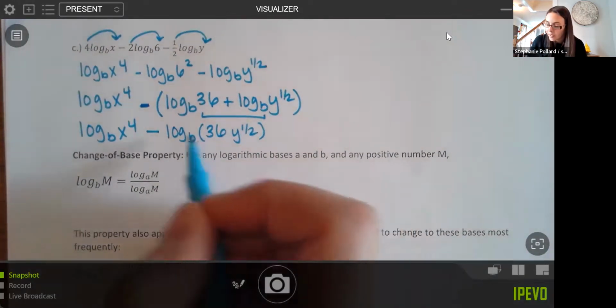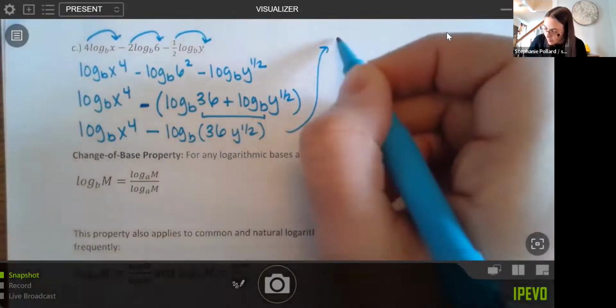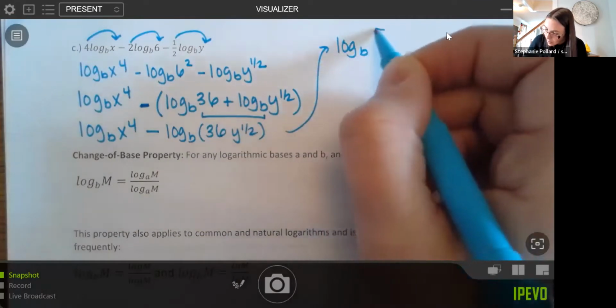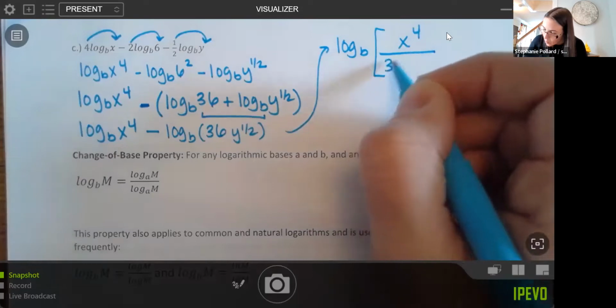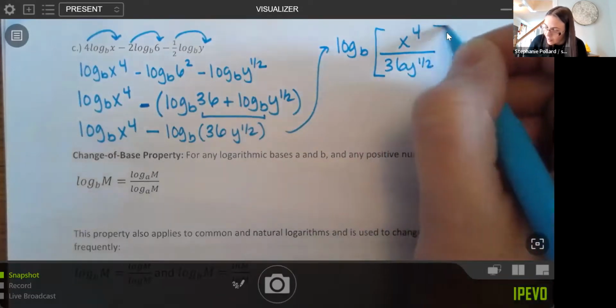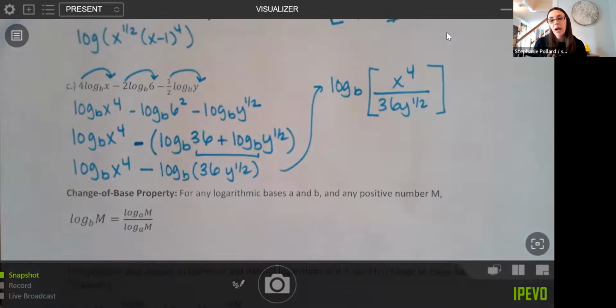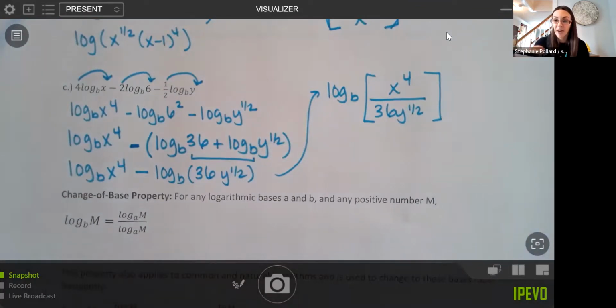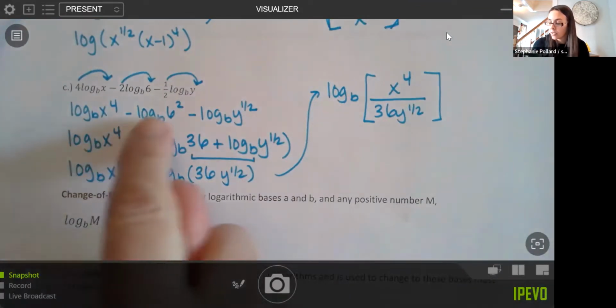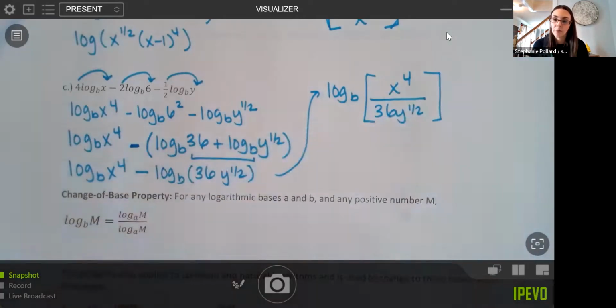And then now I can deal with the subtraction, which means division. So I have log base b. I have x to the 4th in the numerator. And then I have 36y to the 1/2 in the denominator. So if you have a double subtraction like this and you're trying to put that log back together, then basically you have more than one thing in the denominator. You're not doing any complex division in the sense of dividing fractions and fractions, but if you have different subtractions here, then that means you have two different parts in the denominator. So we're putting that back together.